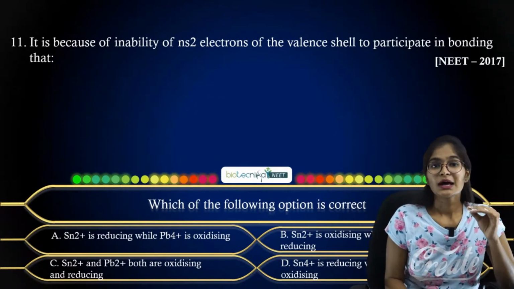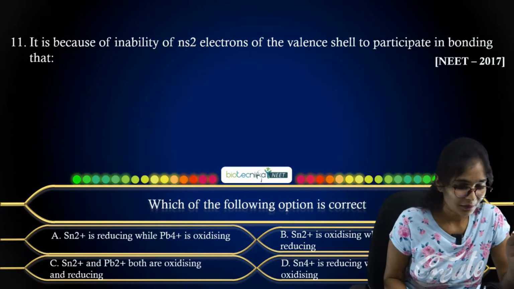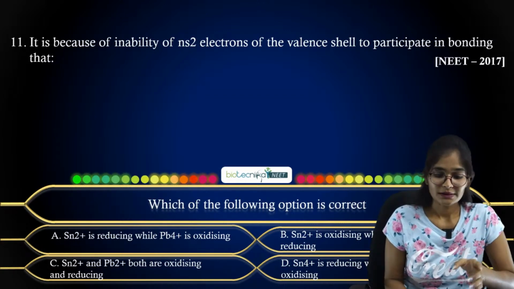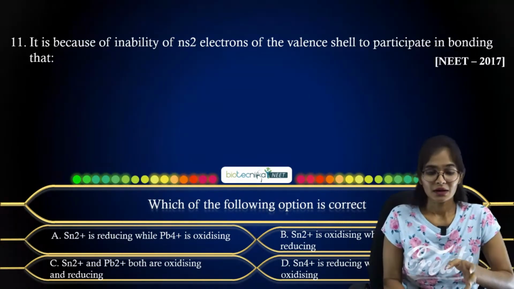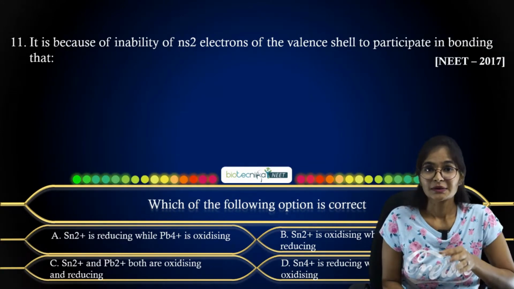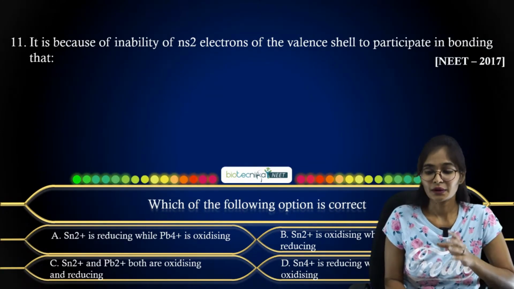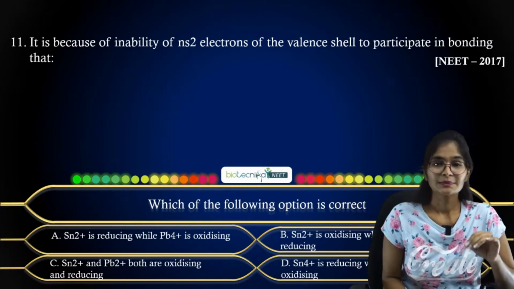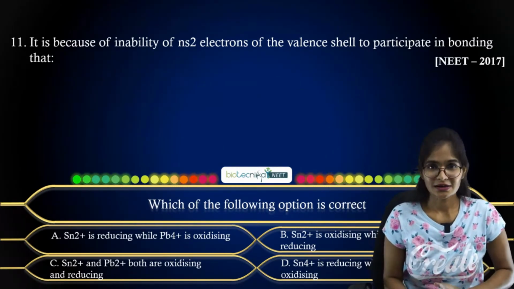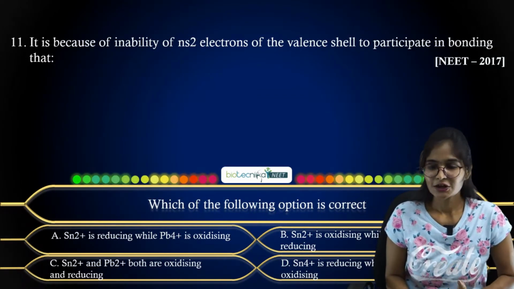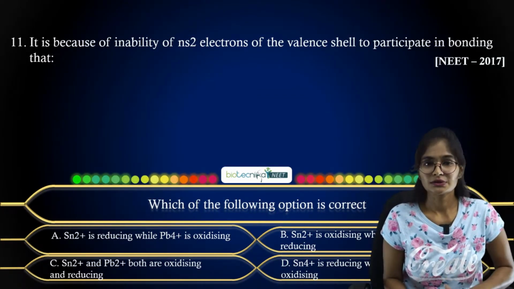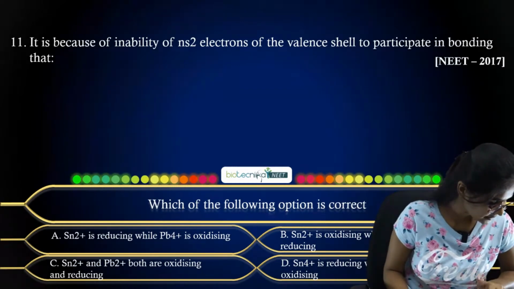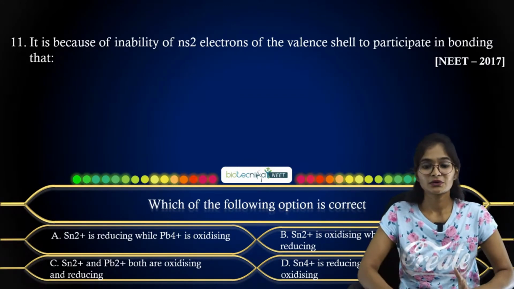Just let me know the answer you will get. Option A: Sn2+ is reducing while Pb4+ is oxidizing. Option B: Sn2+ is oxidizing while Pb4+ is reducing. Option C: Sn2+ and Pb2+ are both oxidizing and reducing. Option D: Sn4+ is reducing while Pb4+ is oxidizing. So what answer will you get? Just let me know, students.